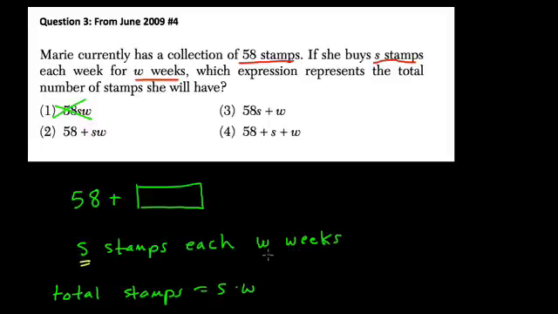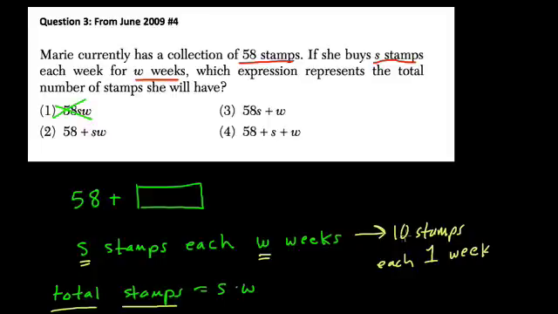For myself, when I'm given these variables, it's a little weird at first to say S stamps and W weeks. So I guess an alternate way is to think in terms of numbers. Let's pretend she's getting 10 stamps each week, and this is your rate, right? So it's 10 stamps per week. Well, in that case, if 1 week passed, how many stamps did she have? What's the total stamps? And that's, I think, what you're saying, Tim. You just multiply.